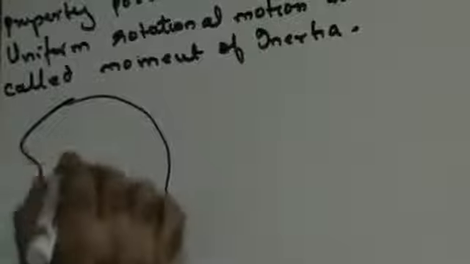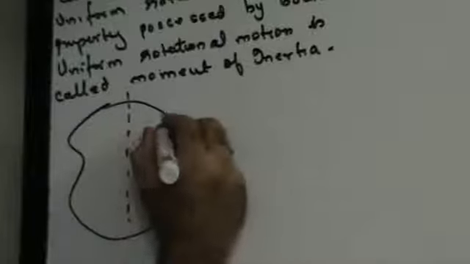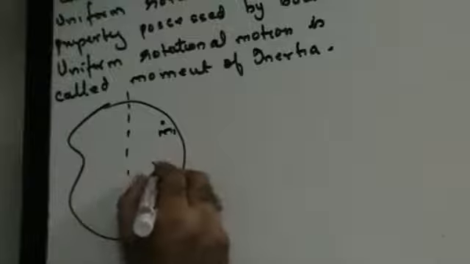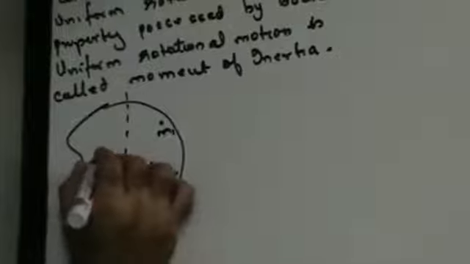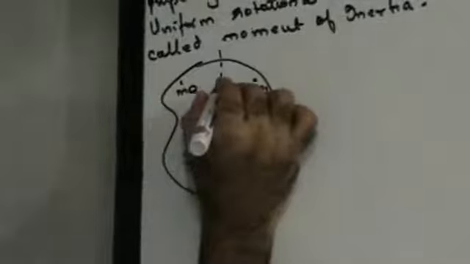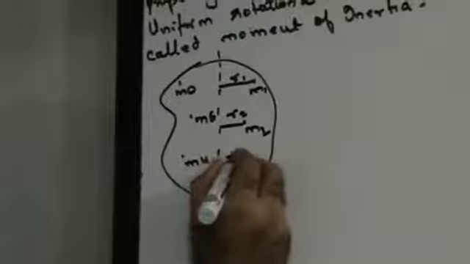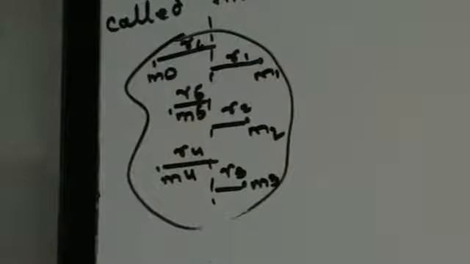Now, let us consider a body, right? Let us assume that this is my axis of rotation. Let's assume that the body is made up of multiple small points which have masses m1, m2, m3, m4, m5 and m6, which are situated at a distance of r1, r2, r3, r4, r5 and r6 from the axis of rotation.